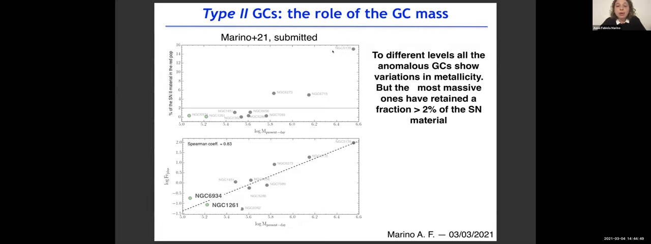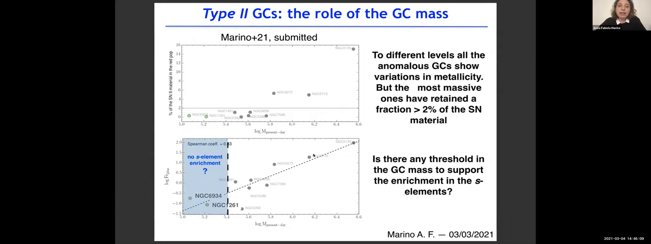So it looks like more massive clusters have been able to retain a larger amount of material from supernovae type 2. And this is also seen by looking at the additional iron in the red population as a function of mass for type 2 clusters. So you see that there is a good correlation. And what is intriguing, and what we have found now, is that these two clusters, the less massive type 2 clusters, are the only two type 2 globular clusters that do not show S-element enrichment.